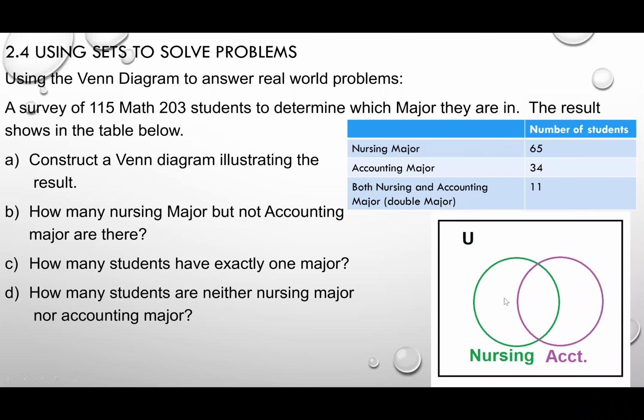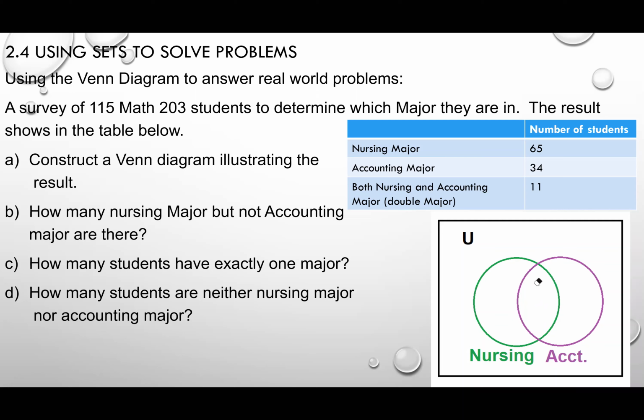We have two sets. We have two groups of people. The green circle right here, this is the group of people in the nursing program. And the purple is accounting people. Do you see that the two circles overlap?